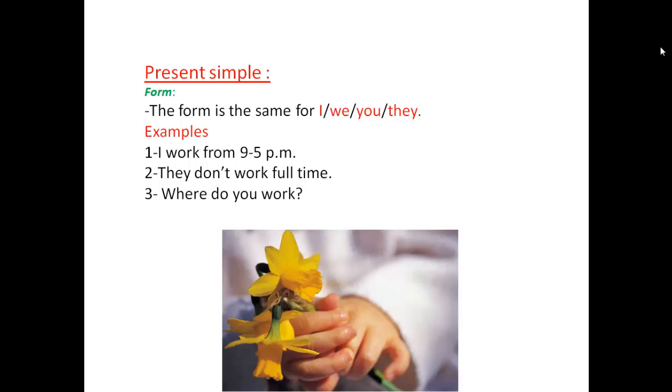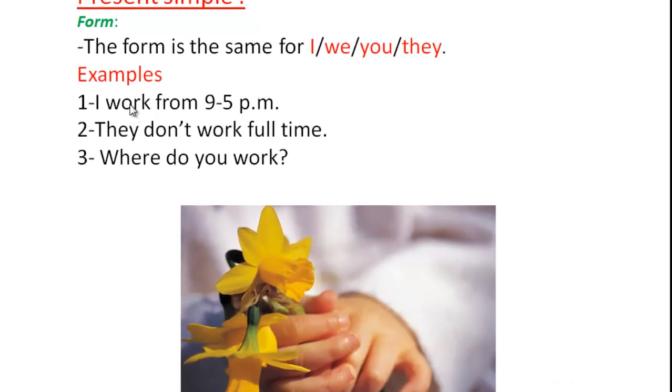Present simple. First of all, we have to talk about the form of it. The form is the same for the pronouns I, we, you, and they. So we have to use the first verb, I mean verb 1, with I, we, you, and they. If we note the word work here, the word work here is verb 1. I work from 9 to 5 p.m.